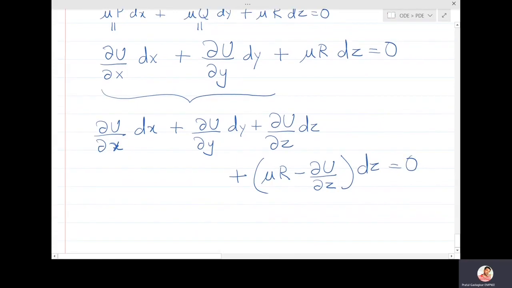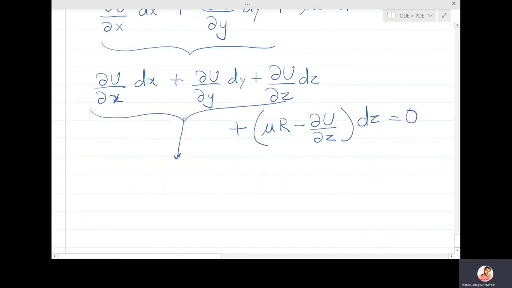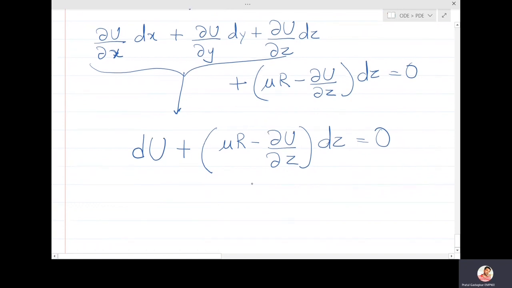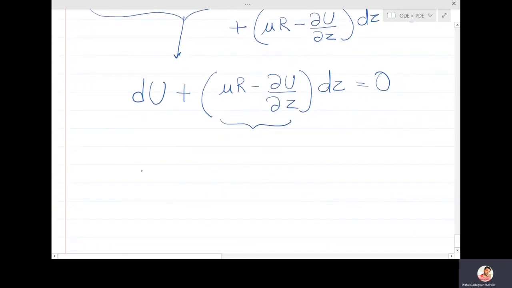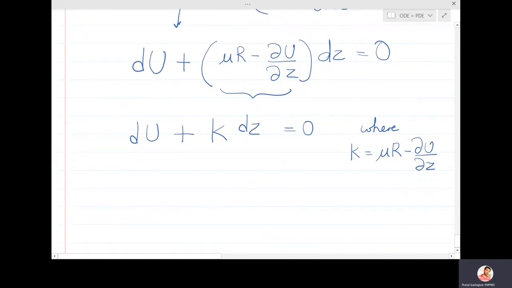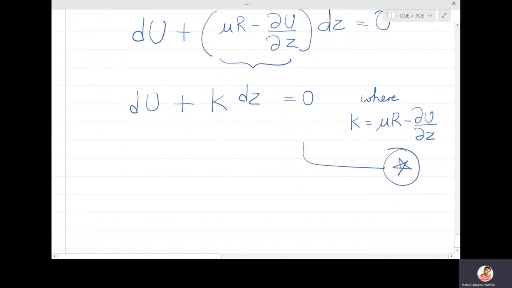Okay, and therefore the first three terms will become what? They will become du plus mu r minus ∂u/∂z dz is equal to how much? 0. This quantity I will be calling as capital K. So du plus K dz will be equal to 0, where K is nothing but mu r minus ∂u/∂z. Okay, so we have reached up to this equation. Now what is given to us? So let me call this equation star. We will come back to this equation, right?